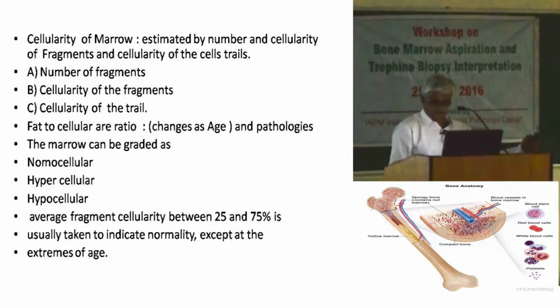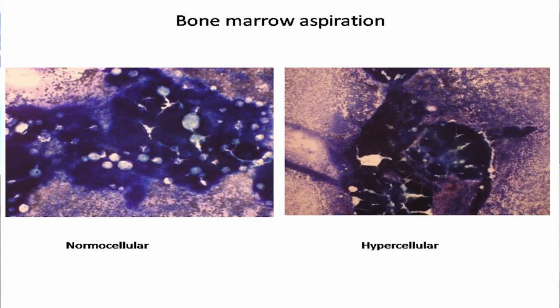Okay. These are the thick ones but normocellular, and this is hypercellular. So you can just judge the ratio of the fat to the cellularity of the fragments.